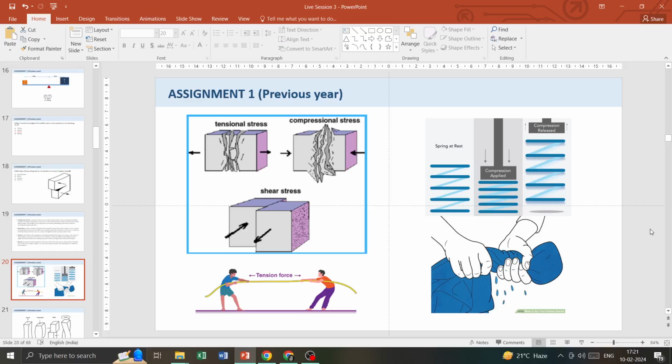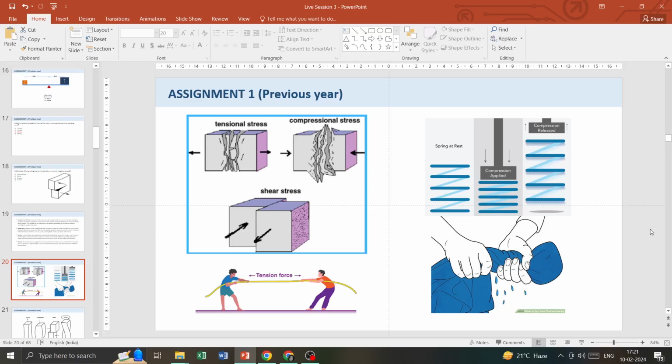So coming to the examples, some images have been added. What happens in tension force or tension stress? The body is stretched. So when we stretch a body, it causes tension force. When we press a body, it causes compression stress. And when we put force on the body parallel to its axis, it causes shear stress in it. Then a few more examples are given here of compression.